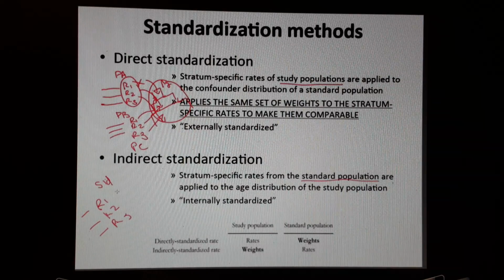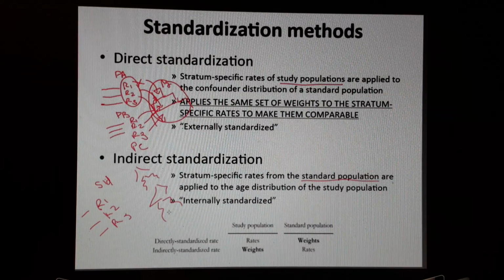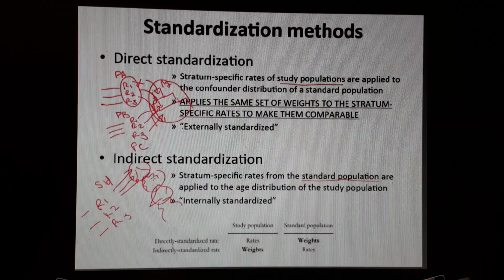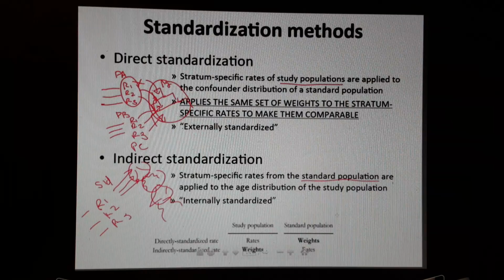And then you have your study population. So say Ecuador, Sweden, UAE, and Canada. So if you're looking at all of those countries, you're now going to multiply the standard population rates in each strata by the weights in each country. So this is the distribution of age in each country. So why this is internally standardized is you're using the weights from your study populations and your rates are coming from your standard.